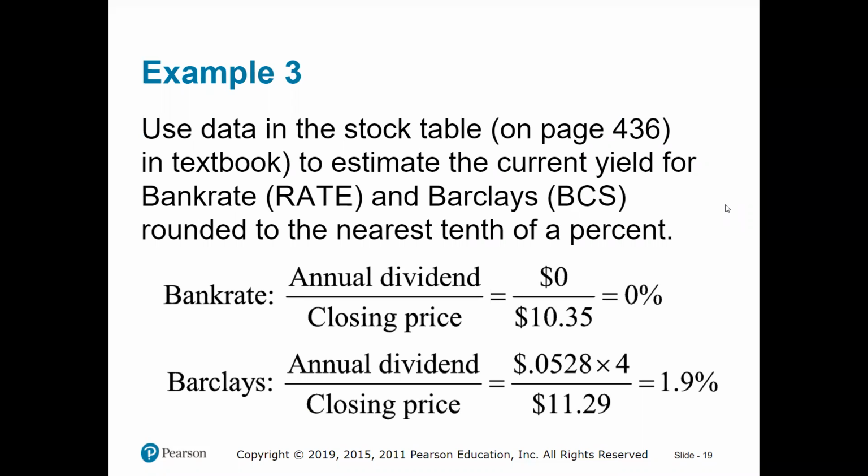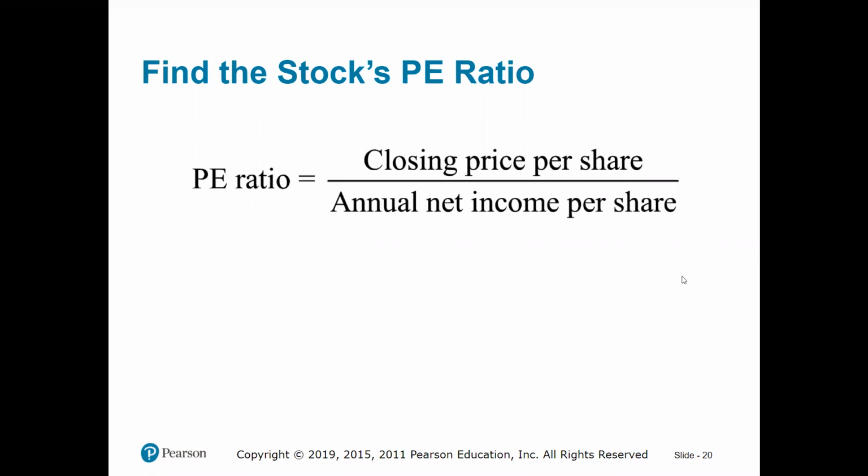Use data in the stock table on page 436 in your textbook to estimate the current yield for Bankrate and Barclays BCS, rounded to the nearest 0.1%. So you divide 0 by 10.35 and you get 0%. And you have to multiply 0.0528 times 4 and divide it by 11.29 and you get 1.9% for the second one.